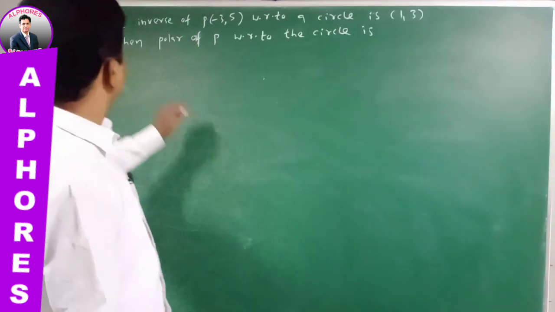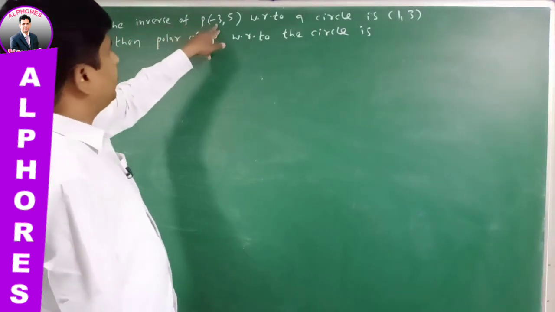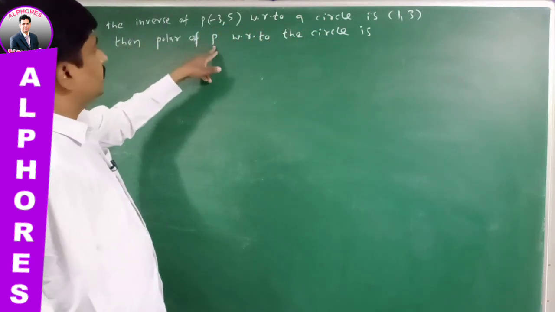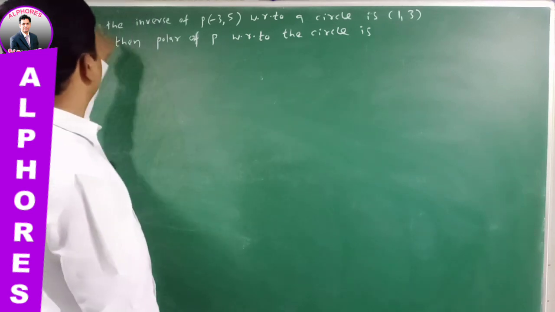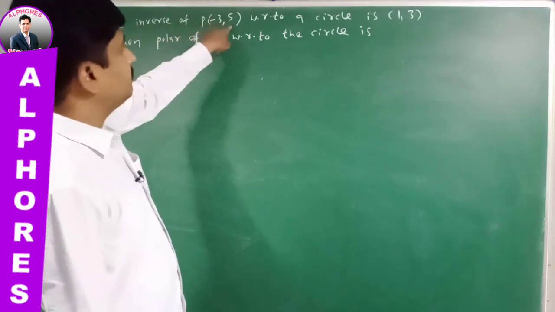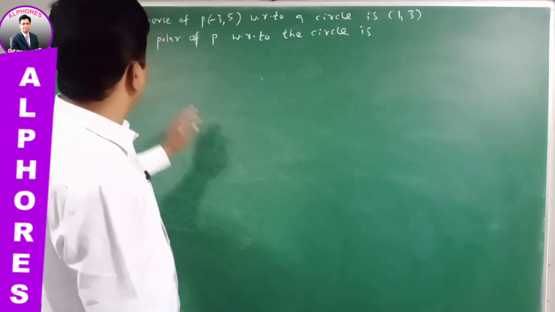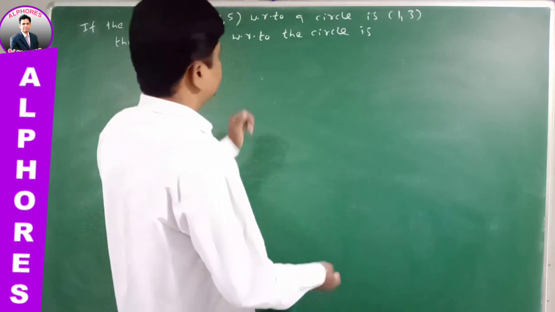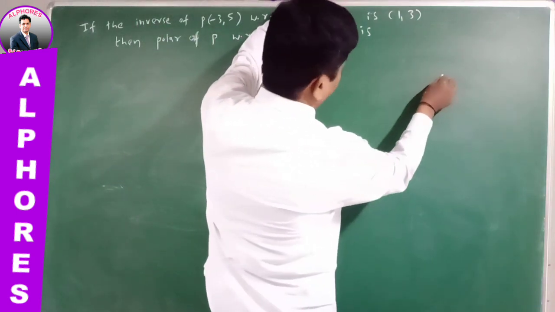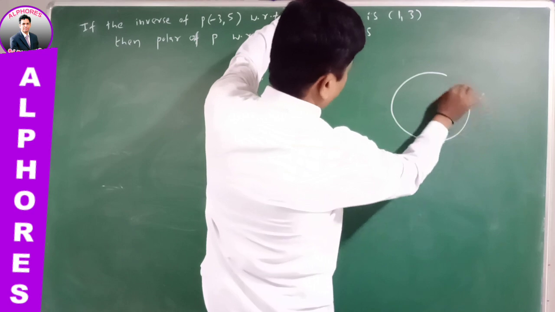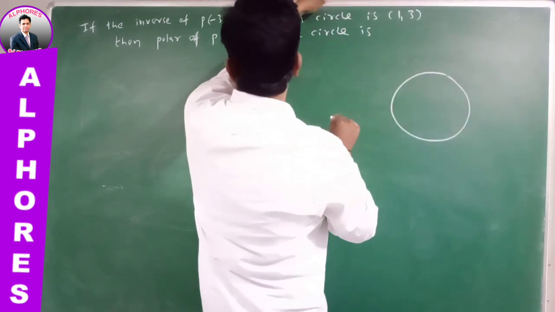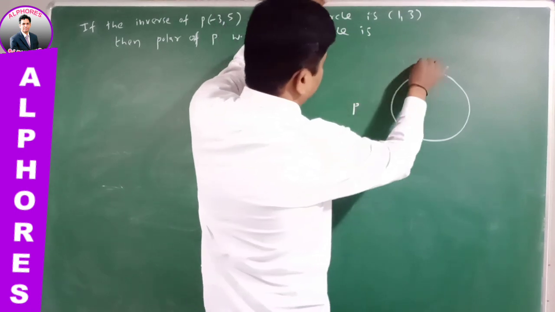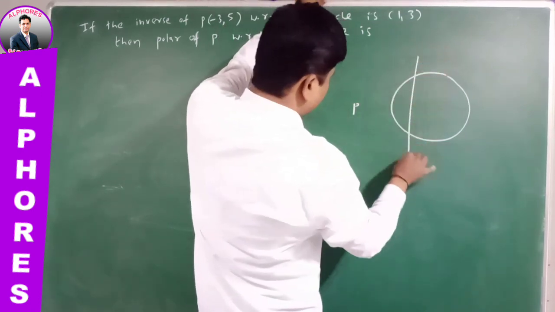Okay, next problem. If the inverse of P minus 3 comma 5 with respect to a circle is 1 comma 3, the polar of P with respect to the circle is what? Here, suppose the point P is minus 3 comma 5. The point Q is 1 comma 3.